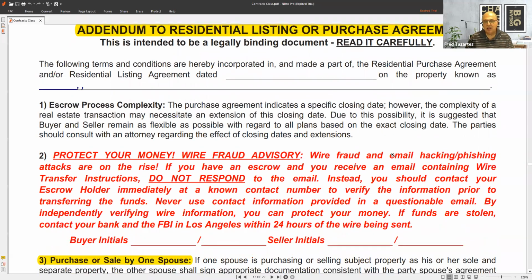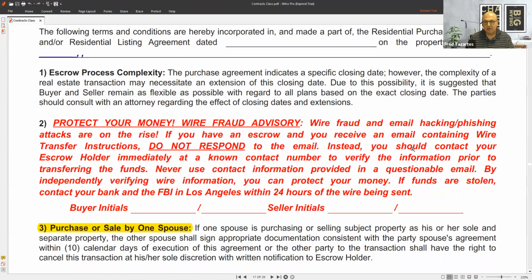A lot of people go, well, I'm buying in San Bernardino. This doesn't apply to me. True, but it also has other disclosures, so they still need to sign it. Escrow process is complex. Just letting them know that. The wire fraud advisory, like I said, buyer's initials, seller initials. This has become a real big issue lately.